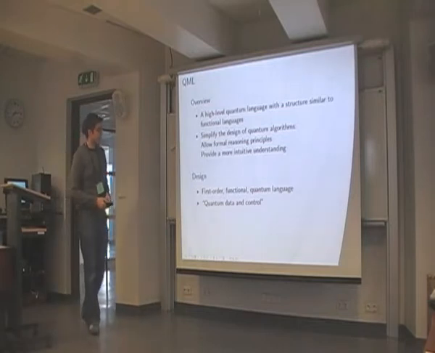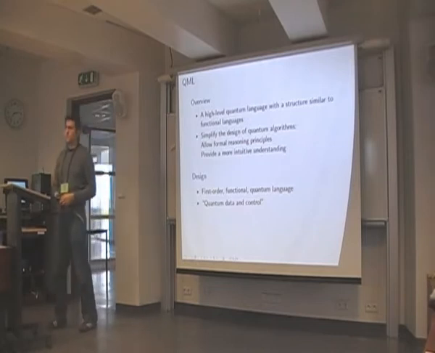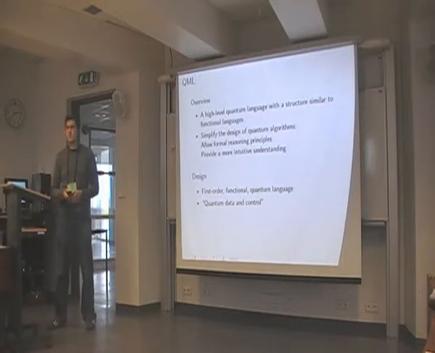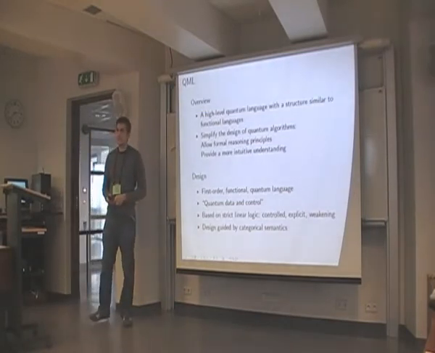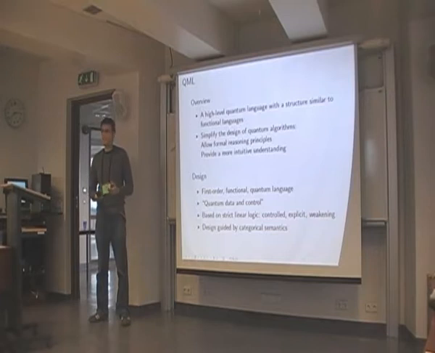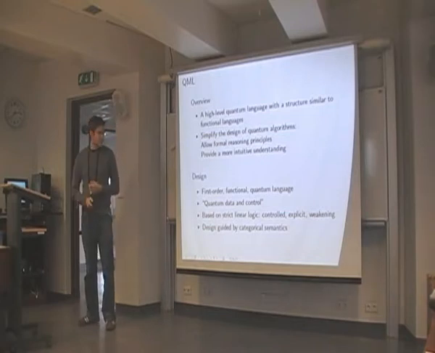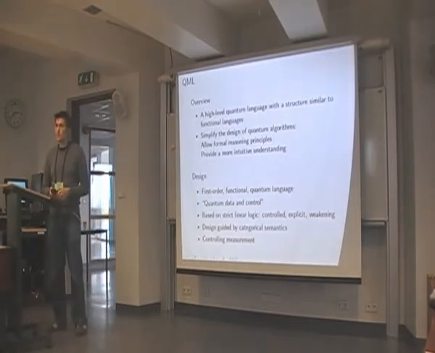So QML is a first-order functional quantum programming language, and unlike some of the other proposals for quantum programming languages, it has both quantum data and quantum control. I'll introduce that shortly. Also, unlike some of the other proposals, it's based on strict linear logic with controlled explicit weakening. So, what that means is that we're interested in controlling measurement in QML rather than controlling where things are copied. And hopefully I'll explain that shortly.